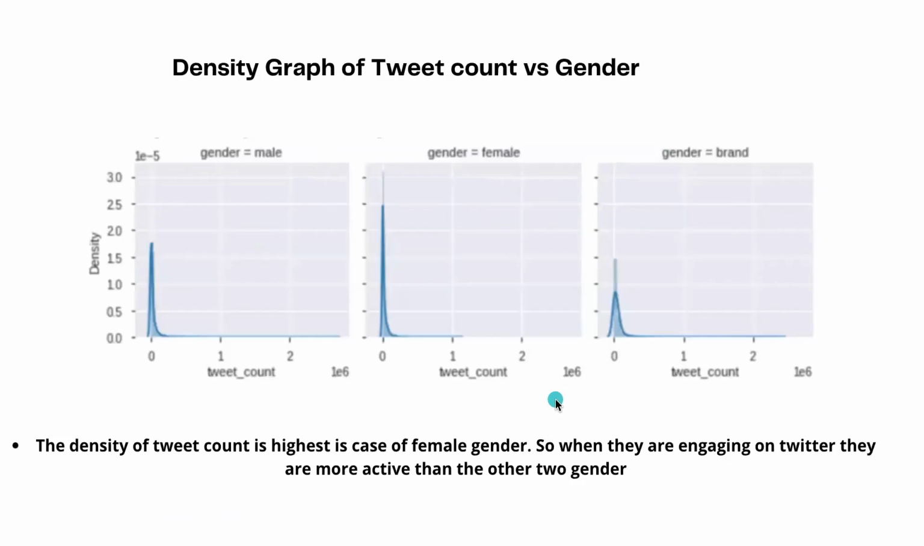Can you go to the next one? Here is a density graph of Twitter account versus the gender. We can see that this is highest in the case of female gender. So when they're engaging on Twitter, they're more active than men or brands.